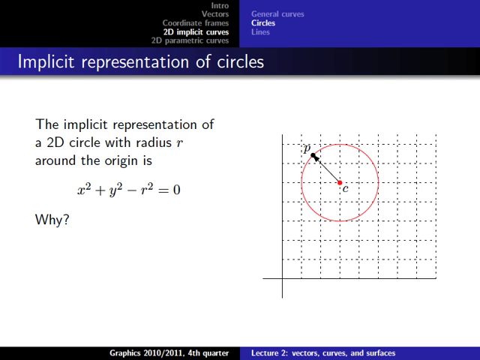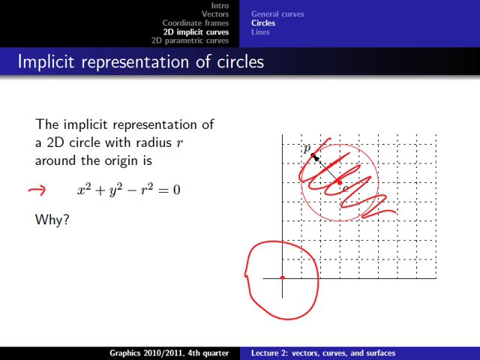Actually, now I realize that this is the wrong image. So this should be a circle, and this should not be here. A circle around the origin can be represented by an implicit representation in this way.